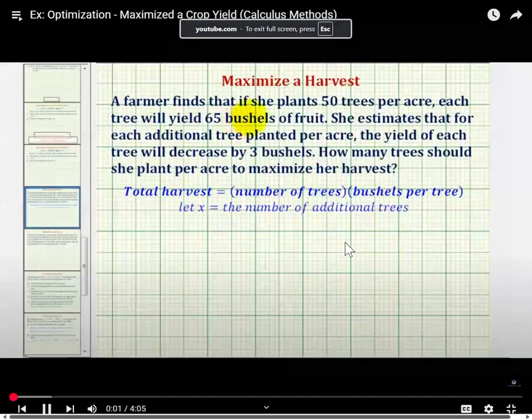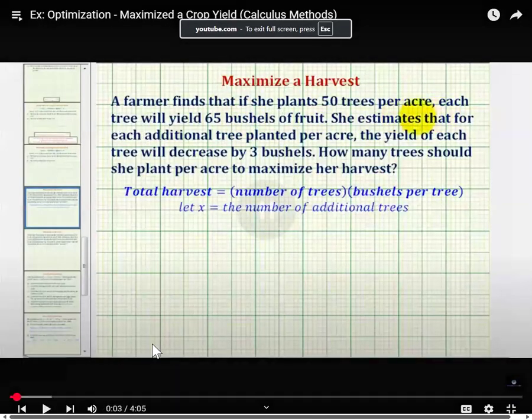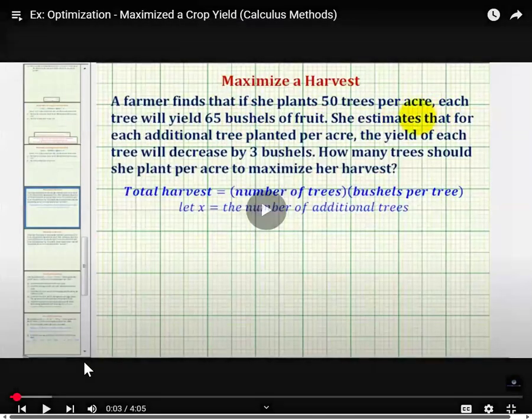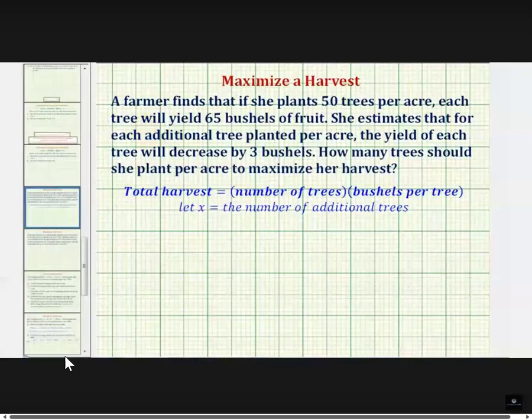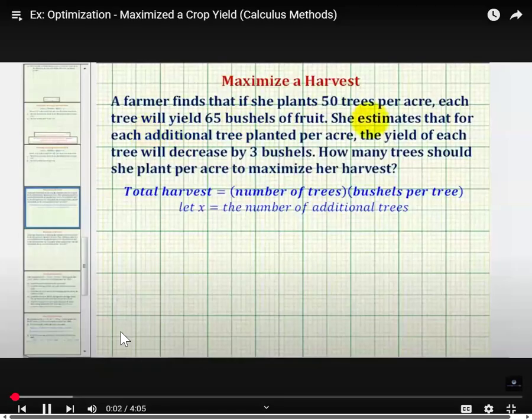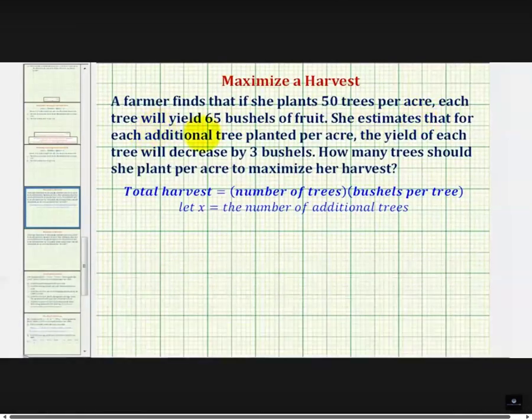A farmer finds that if she plants 50 trees per acre, each tree will yield 65 bushels of fruit. She estimates that for each additional tree planted per acre, the yield for each tree will decrease by 3 bushels. How many trees should she plant per acre to maximize her harvest?